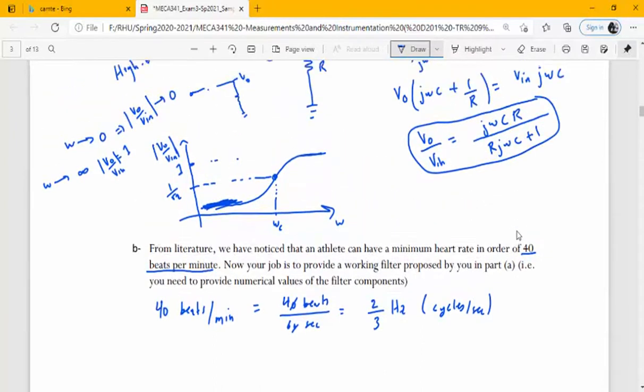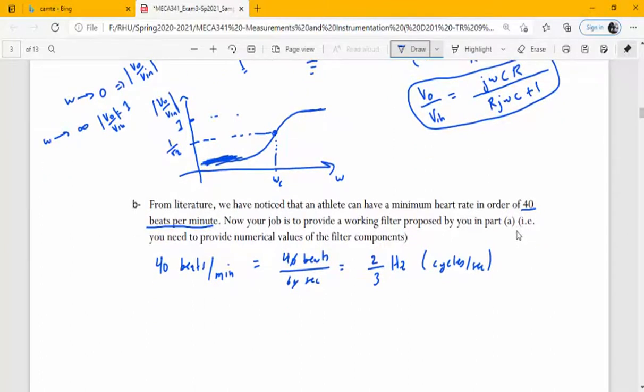If we determine the magnitude of this transfer function, this is equal to the magnitude of j omega RC, which is omega RC, over the magnitude of this complex function, which is the square root of a squared plus b squared. So the square root of (omega RC) squared plus 1. In order to have the cutoff frequency omega c, this must be equal to 1 over radical 2.